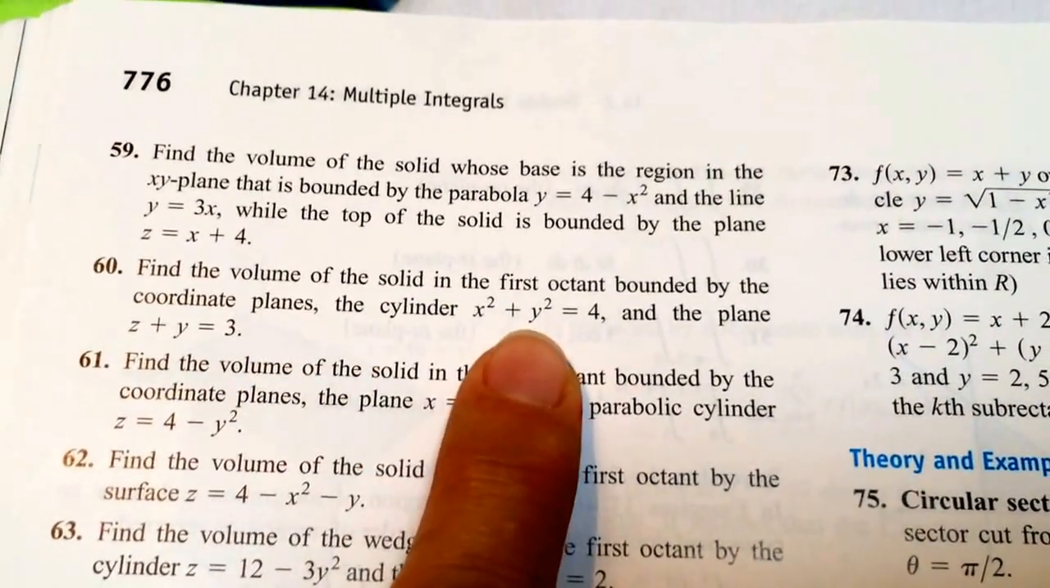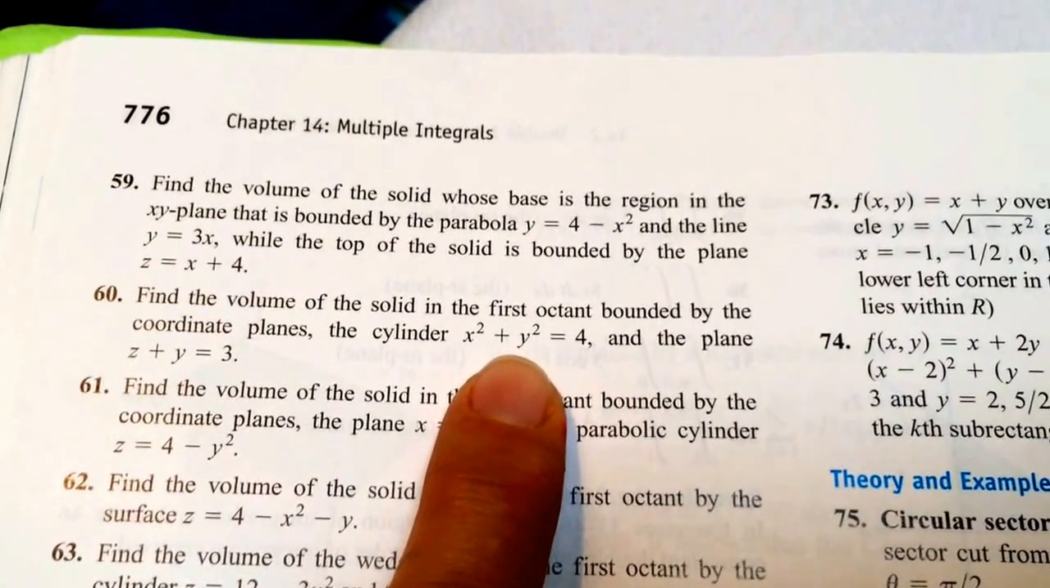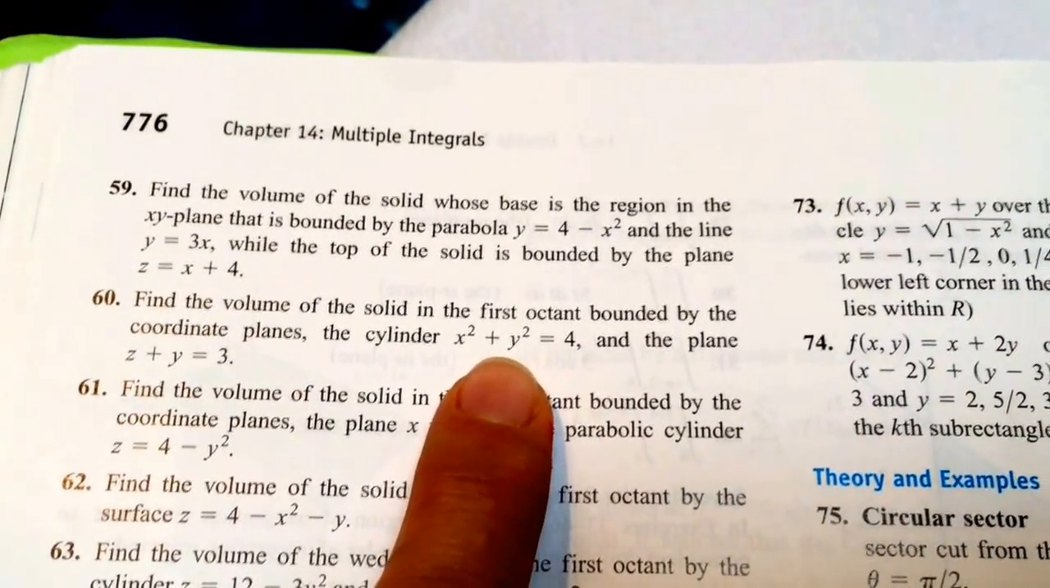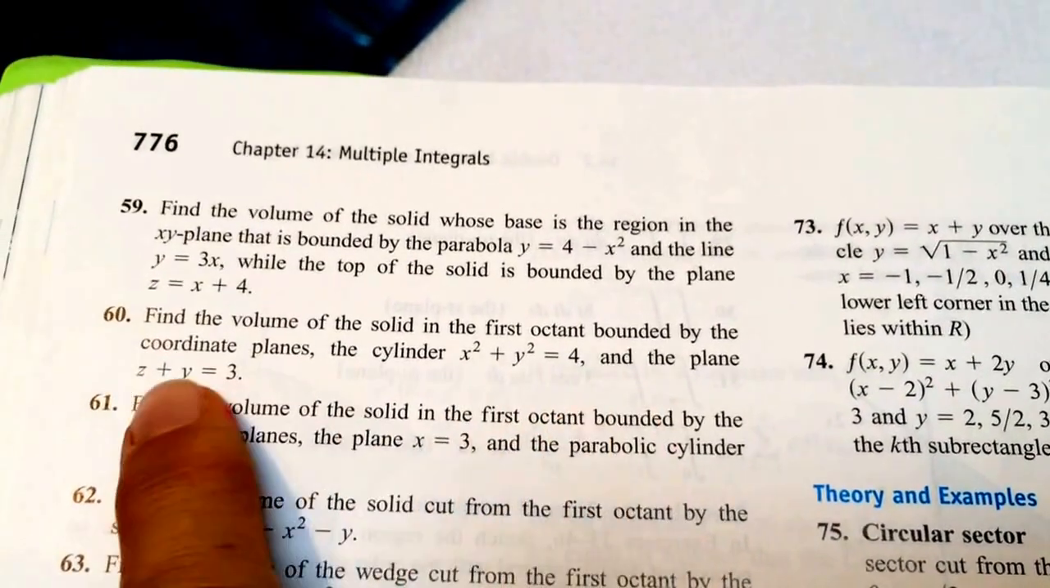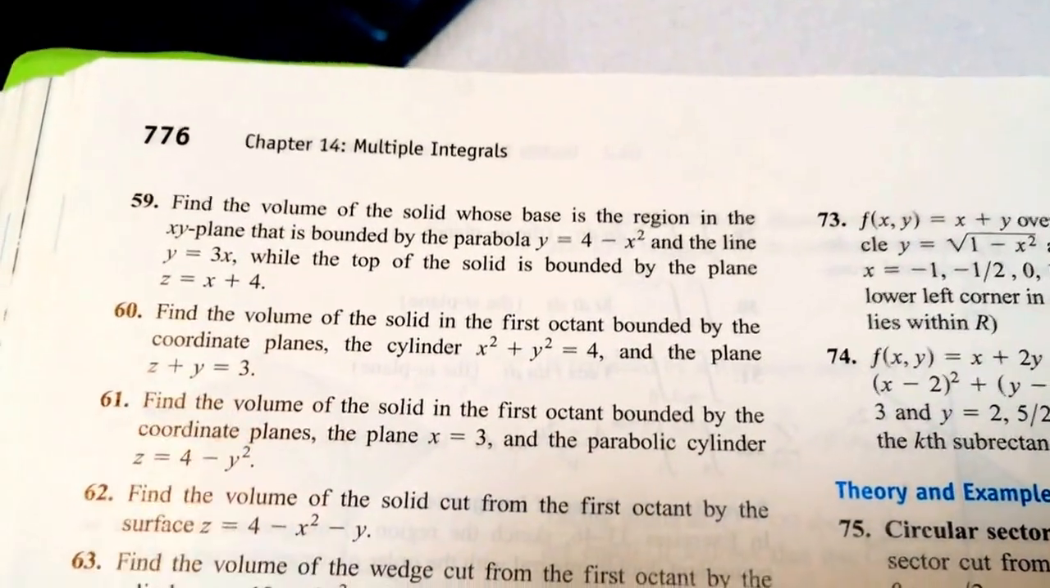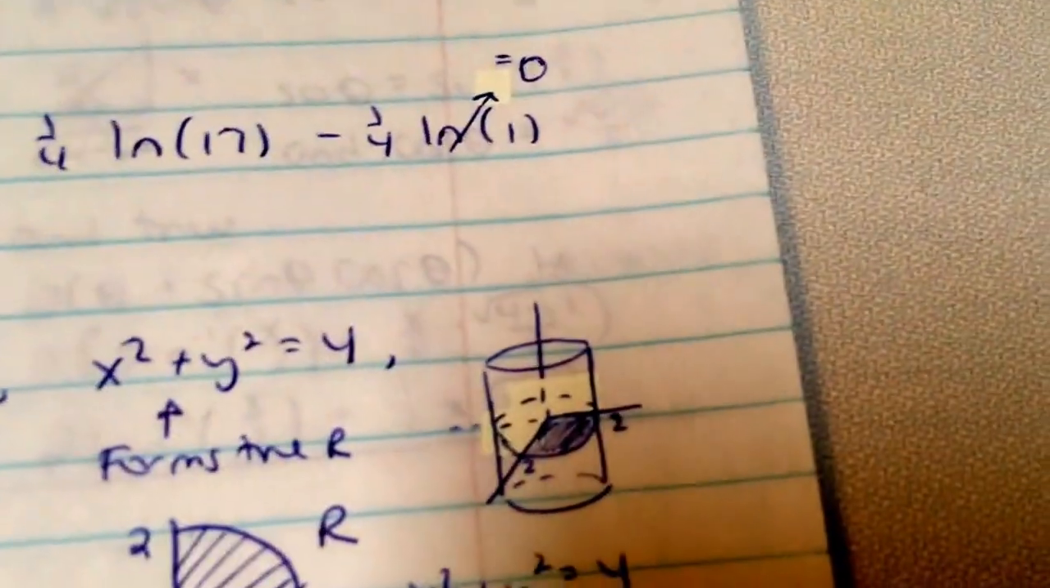The cylinder, x squared plus y squared equals 4. That's a cylinder that's opening around the positive z and negative z axis. And then the plane, z plus y equals 3. All right, so here's what's going on. I didn't draw the plane because my picture would have gotten way too crazy, but here's the cylinder.